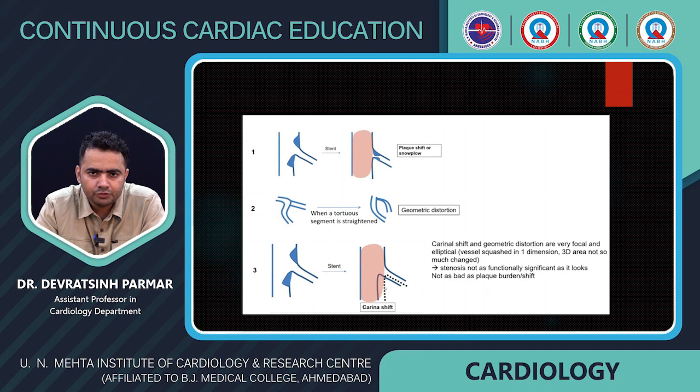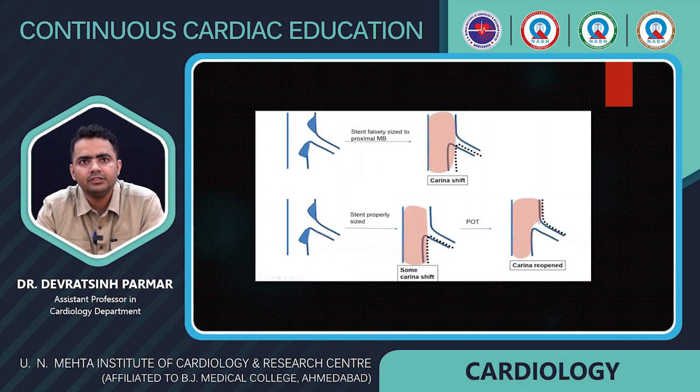Now always remember, whenever you are taking a stent, the reference diameter should be your distal vessel. As you can see here, if you have taken a stent size larger than the distal vessel diameter, there is a very high incidence of carinal shift, and that will increase the chance of your side branch occlusion.